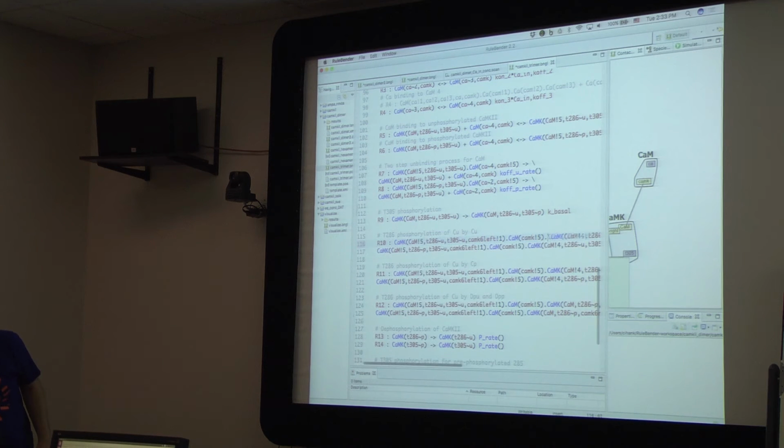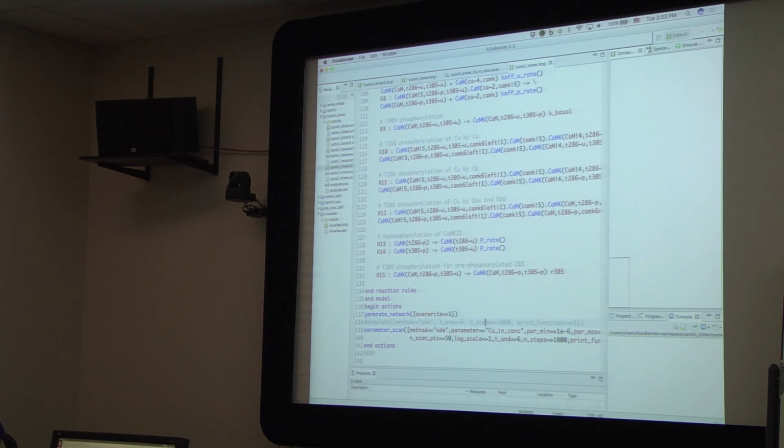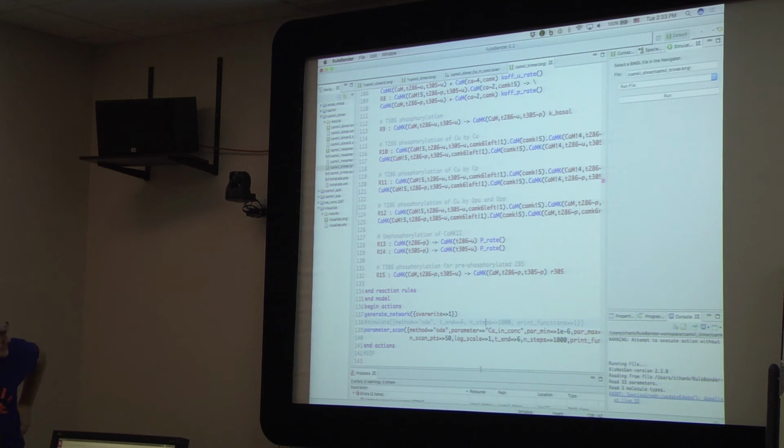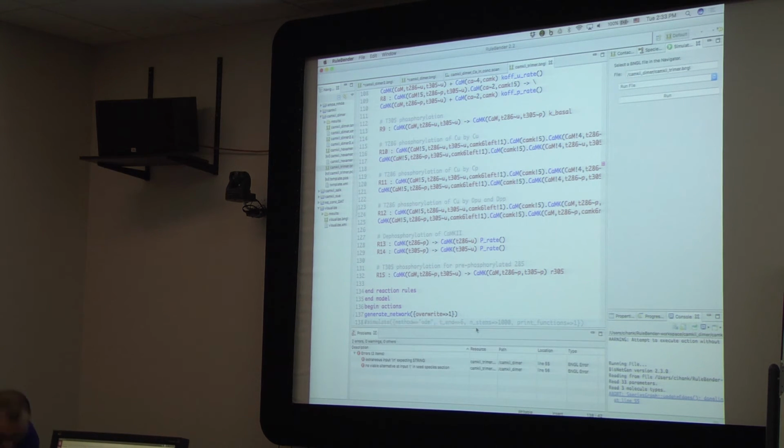Unfortunately, yeah. Normally this is not a big deal. You can also set on a wrap mode in RuleBender if you want to see everything. But it's the same model, and I do the same thing, same parameter scan. And let's see, if it complains, we can fix it. Well, it complained. It's not happy with something. OK, I got it back.